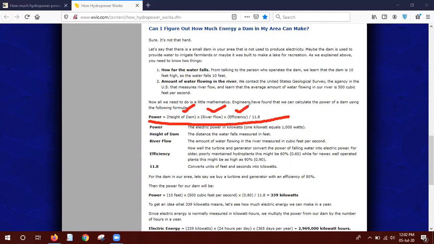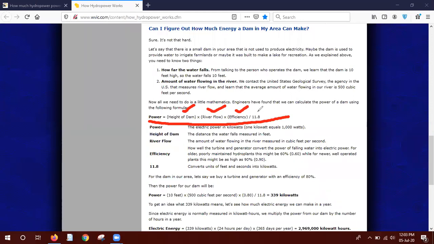Efficiency is related to the several components available in the hydroelectric power plant: the turbine, the generator, the transformer, and others. Every component has an efficiency level. It cannot be that every component is 100% efficient, so each has a particular efficiency. We need to multiply all the efficiencies to get a mean efficiency of the overall system.